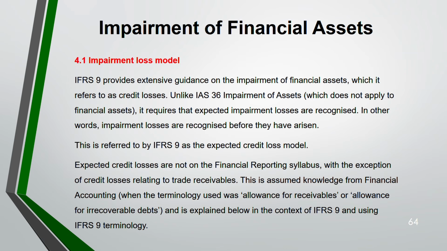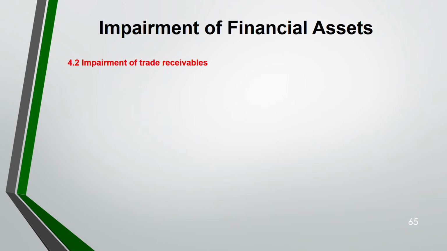They are not part of your financial reporting syllabus, with the exception of credit loss relating to trade receivable. But in your SBR, we are going to go in depth through this credit loss model. This credit loss for trade receivable is assumed knowledge from your financial accounting. So you can use allowance for receivable or allowance for irrecoverable debt. Both are the same.